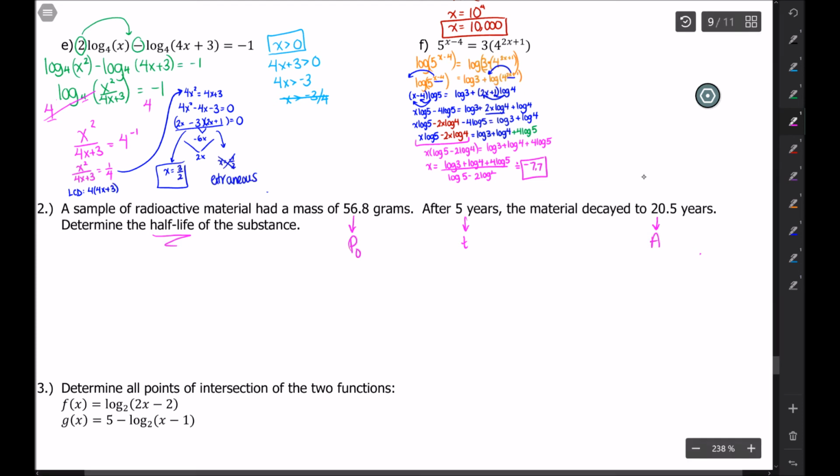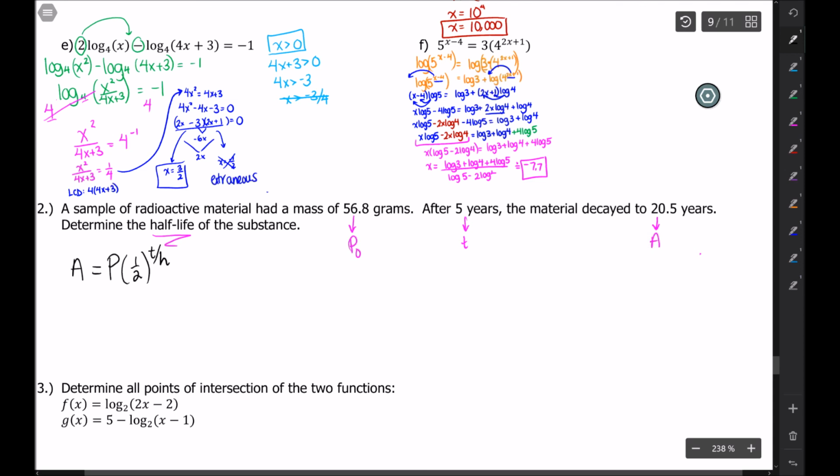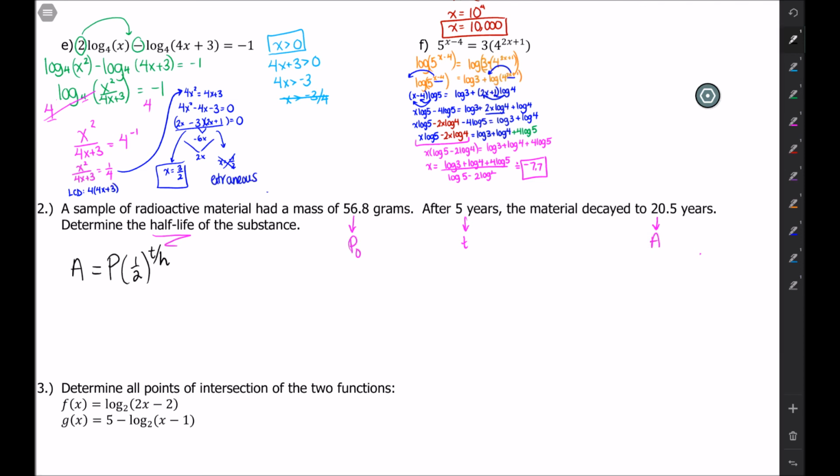So for starters, we know that if we have a half-life, the amount of material left is equal to the initial amount times 1/2 to the power of t over whatever your half-life is. Okay, so if it's 20 years, it would be t over 20. If it was 7.8 years, it would be t over 7.8.